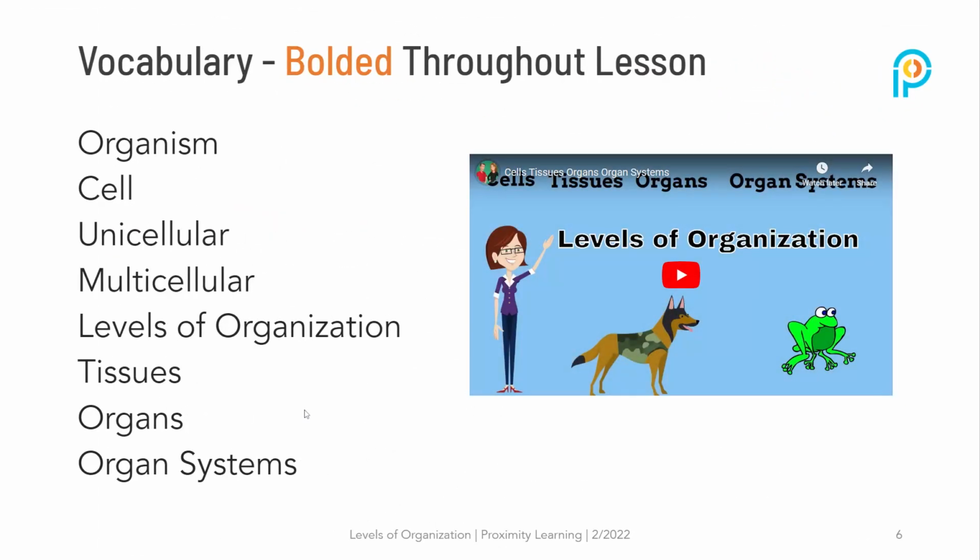Okay, not as many vocabulary words in this lesson, thank goodness. We had a lot in the last one. So these are bolded: organism, cell, unicellular, multicellular, levels of organization, tissues, organs, and organ systems. And we're going to get started with a quick video.